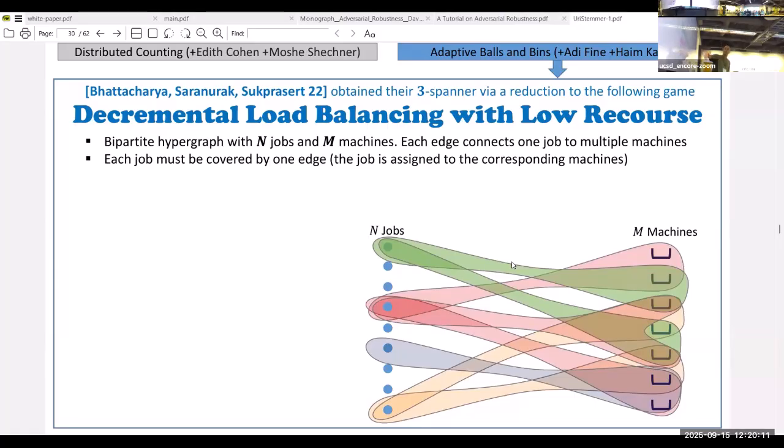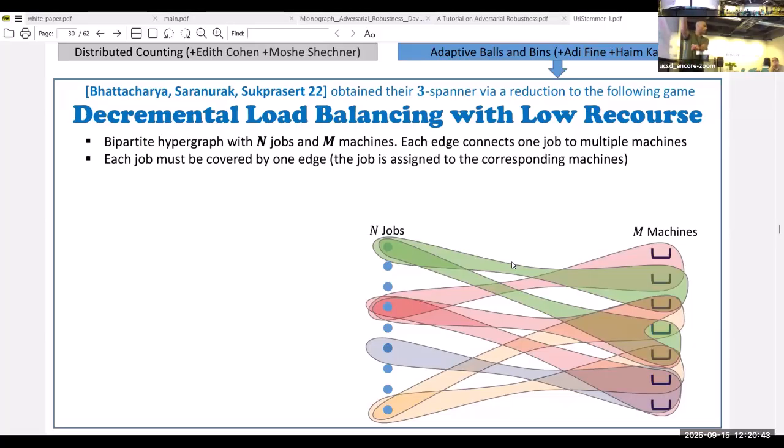So let's simplify the problem. Suppose that the bipartite graph is not a hypergraph, it's just a bipartite graph. So all of the edges are just edges. Every ball can go into one machine. And also, to simplify things, let's assume that it's a complete bipartite graph, so every ball can go into every machine. And to simplify even more, let's say that n equals m. You have n balls, n bins.